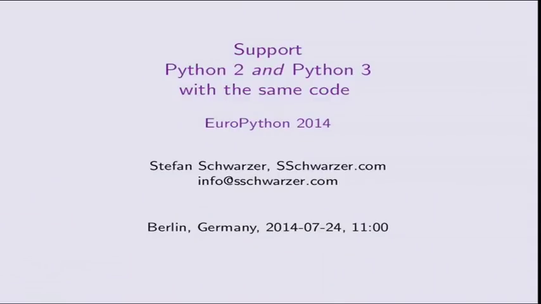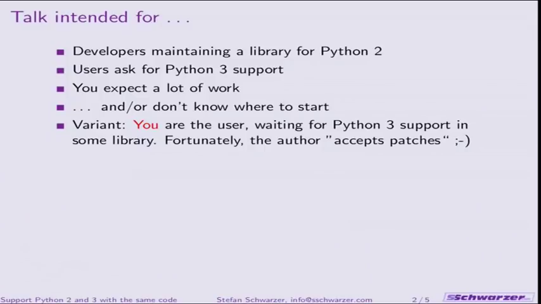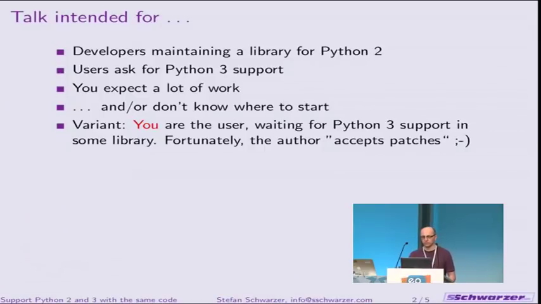So, my name is Stefan Schwarzer. I'm giving a talk on Thursday about supporting Python 2 and 3 with the same code. I got a few questions on this yesterday about what this is about, so I thought I might say a few words about who this is for. The talk is intended for developers maintaining a library for Python 2 and your users are asking you all the time, please add Python 3 support. We need Python 3, really, we do. Okay, but you are a bit reluctant maybe and don't know how much work this will be. And of course, there's this variant, you are the user and you're waiting for someone else to port this library or adapt the library for Python 3.